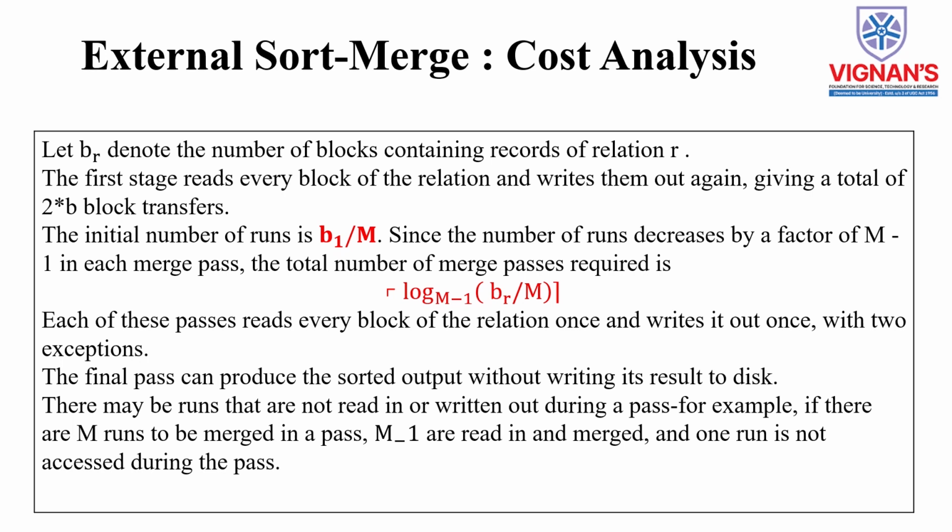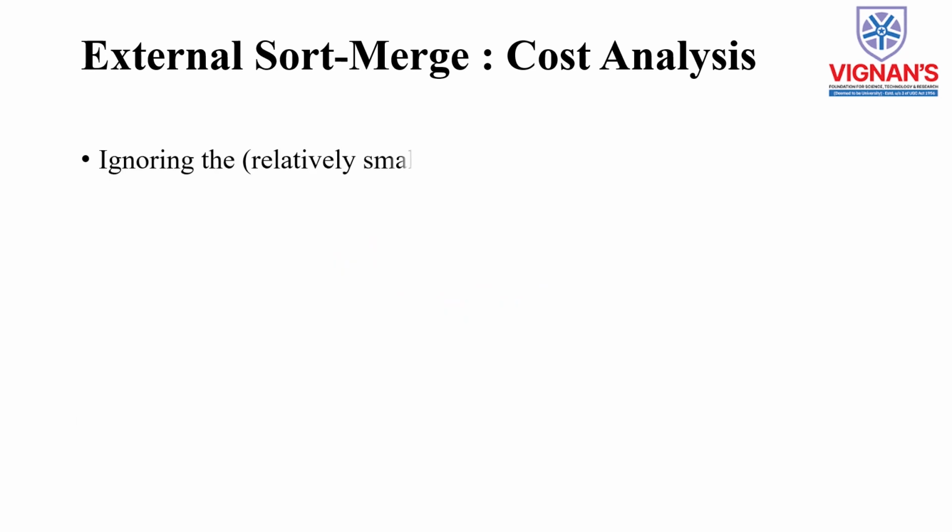In each merge pass, we read every block once and write it once. There are 2 exceptions to this. First, in the final pass, we can produce the sorted output directly, without writing the result back to disk. Second, some runs might not get read or written in a pass. For example, if there are M runs available, we might merge only M-1 runs, and 1 run isn't accessed during that pass.